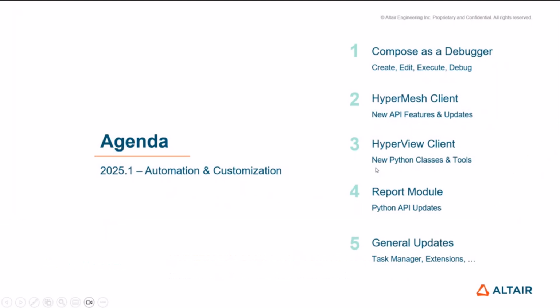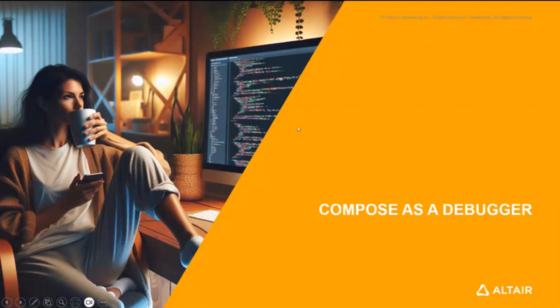So we'll start with showing you how you can now use Compose as a debugger. We'll then proceed to HyperMesh client updates on the Python side, so namely Python APIs and recording. Afterwards, I will hand it over to Stefan, who will show us all the updates on HyperView side, and I think he might have a bit on HyperGraph as well. Dimitri will follow up with the report module, Python API updates, and I will then wrap up the session with general updates. Compose as a debugger, first topic.